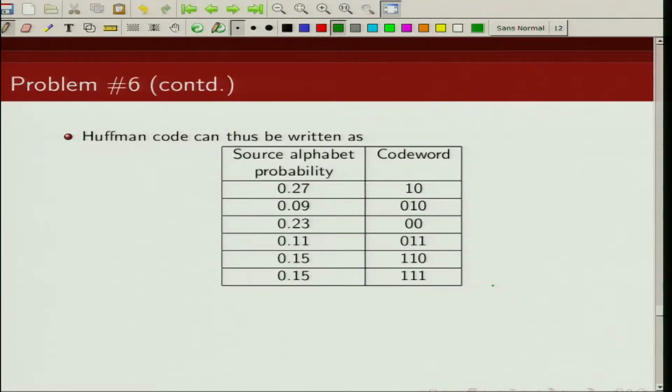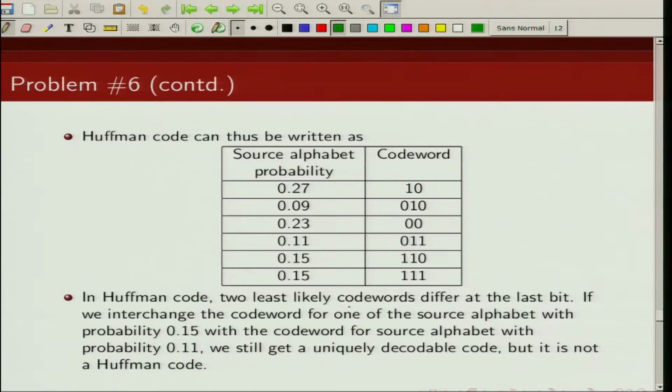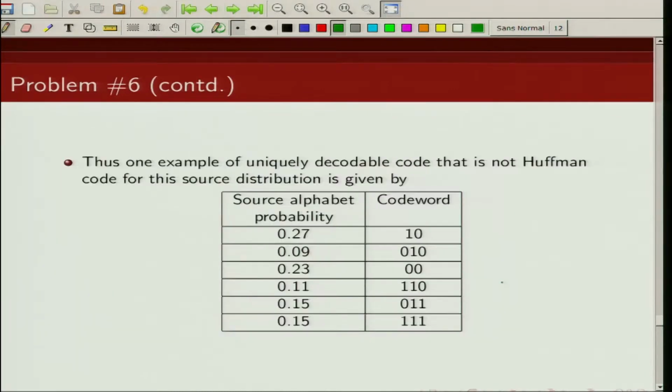This is a Huffman code, as I said, and in case of a Huffman code, the two least likely code words differ only in the last bit. So if we interchange the code word for the source alphabet with probability 0.15 with the code word for the source alphabet with 0.1, we still get a uniquely decodable code, but it is not a Huffman code. In fact, we get a prefix free code, but it's not a Huffman code. One such example is this.